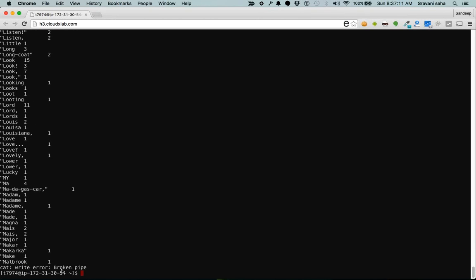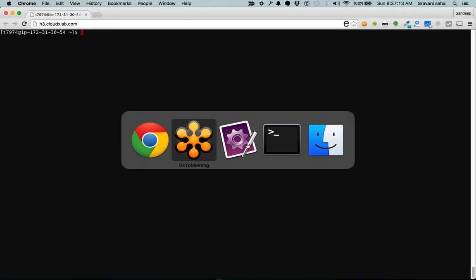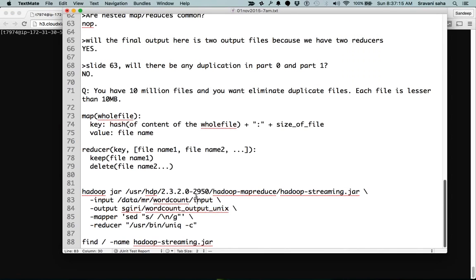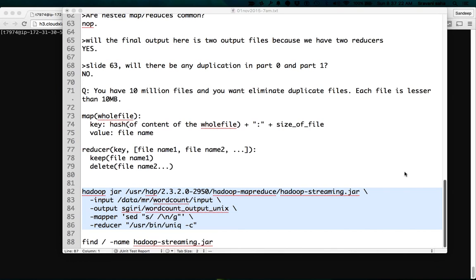Alright, now let's take a break, but before that I'd like to give you this command which we just executed. If the output folder already exists, it will give you an error, so you'll have to change the output folder before executing it.